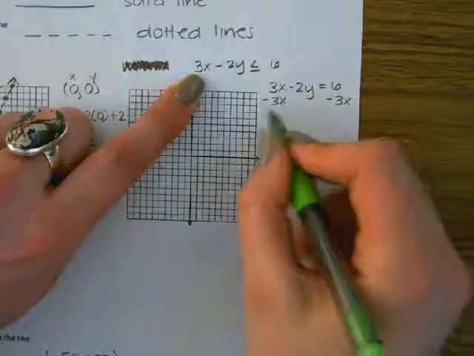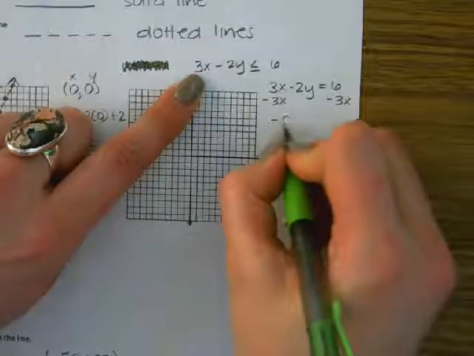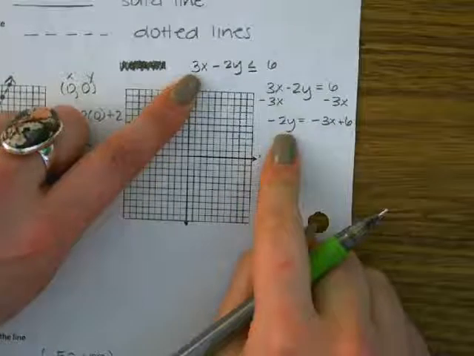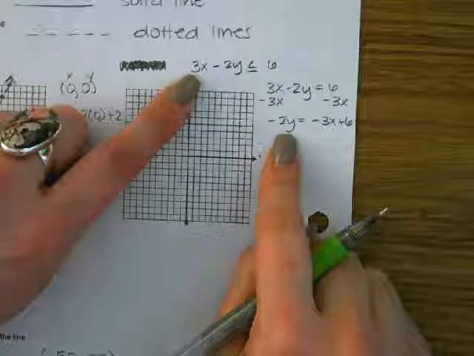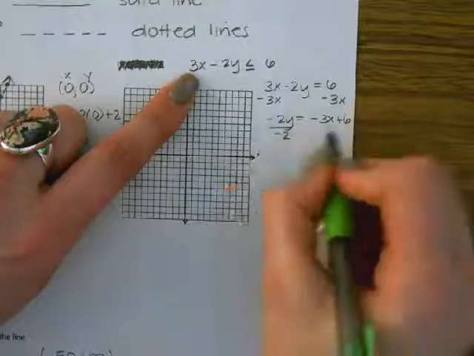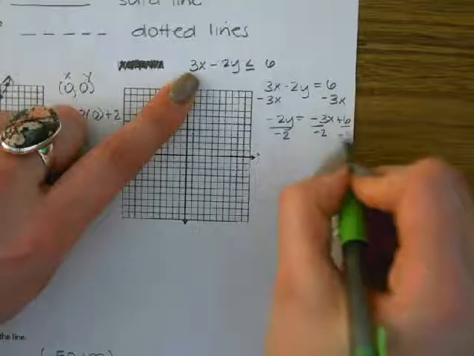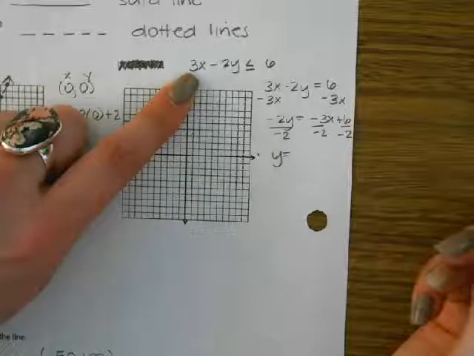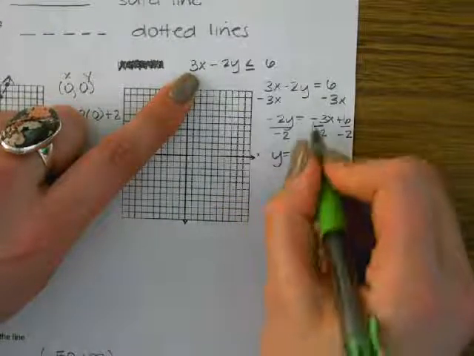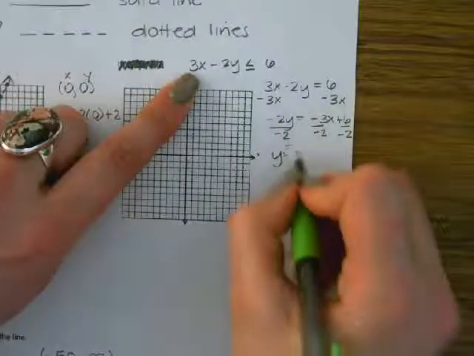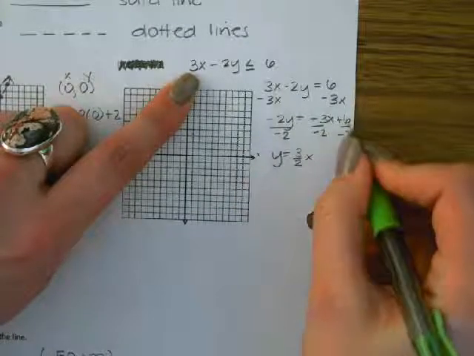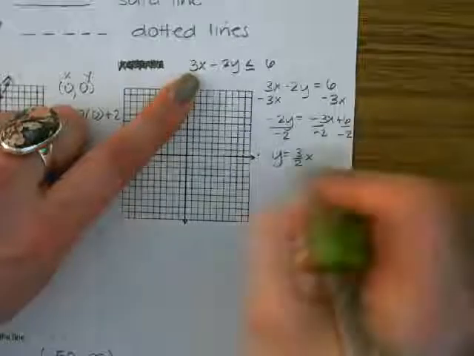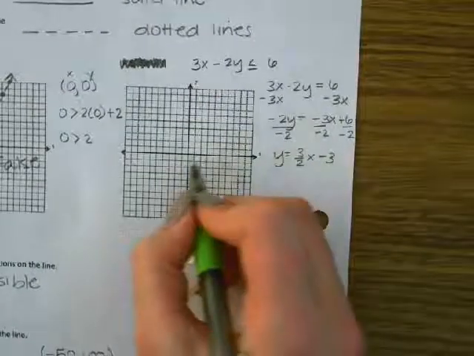So we're going to minus 3x from each side. We got negative 2y equals negative 3x plus 6. And then what should I do with that negative 2? Divide. So I'm going to divide by negative 2, divide by negative 2, divide by negative 2. And so the equation that I'm graphing is what? Negative over negative is positive, so positive 3 over 2x. What's positive 6 divided by negative 2? Negative 3. Okay, so we are going to start this graph at negative 3.